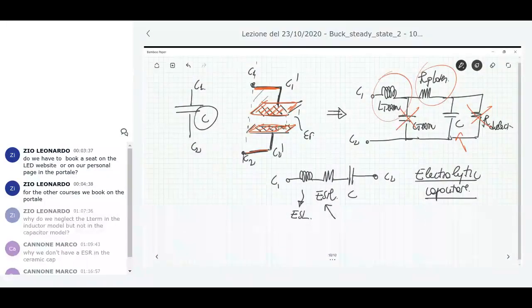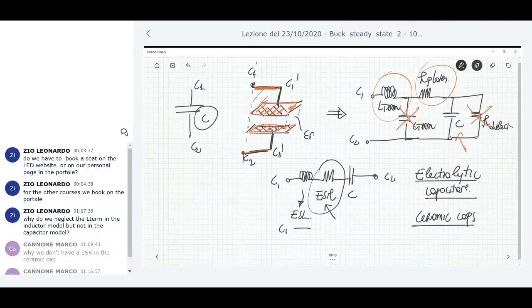Okay, so this equivalent series resistance is a mark of the fact that you're using an electrolytic capacitor, due to the construction. If you are using a ceramic capacitor for getting a lower value of capacitance, typically this equivalent series resistance is so small that you cannot measure it. So for ceramic capacitors, between C1 and C2, typically you just have these two components. So you have the equivalent series inductance, but not the equivalent series resistance.